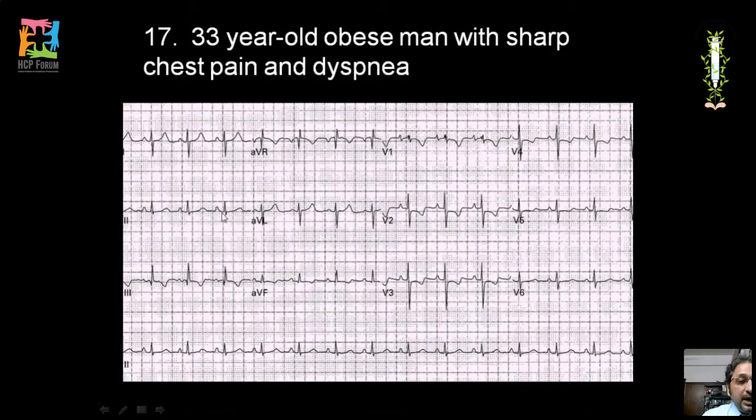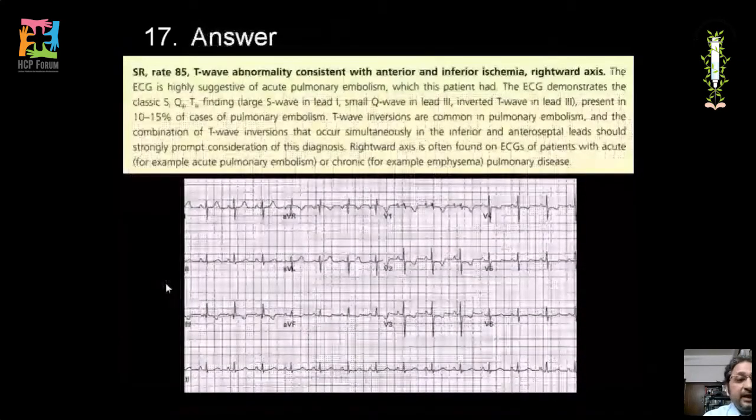And next, we find T inversion in the inferior and the anterior leads, and also a deep S wave in lead 1 and Q and T inversion in lead 3. All these changes go to a classical diagnosis of acute pulmonary embolism, where you get the classic S1, Q3, T3 finding, that is a large S wave in lead 1, small Q wave in lead 3, and inverted T in lead 3, associated with anterior inferior ischemia with the rightward axis. So this is acute pulmonary embolism.